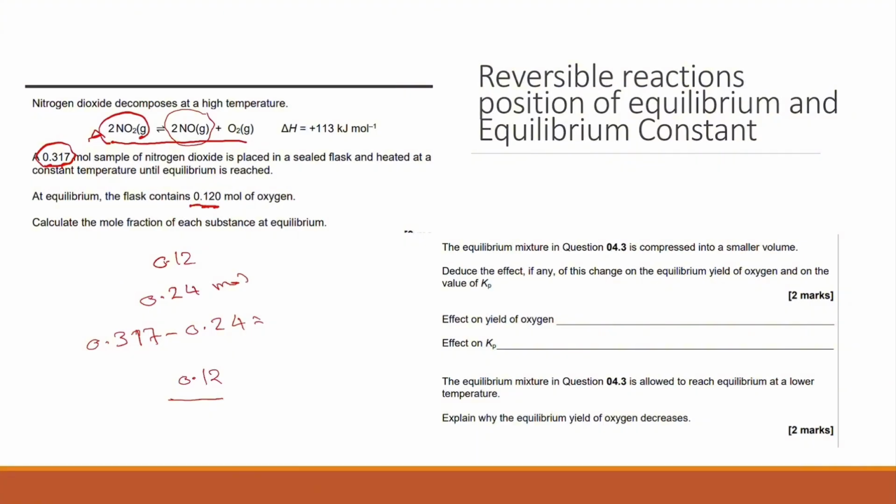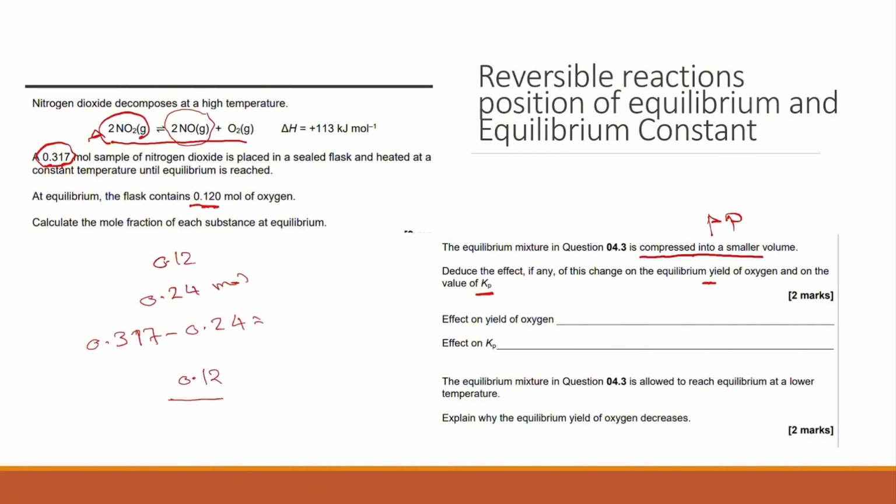And one of the common questions related to this is that when they compress the system into a smaller volume, that means we increased the pressure. And they ask you to deduce the effect, if any, of this change on the equilibrium yield of oxygen and on the value of Kp. We agreed that changing the pressure will not affect the Kp, so there will be no effect on the Kp.